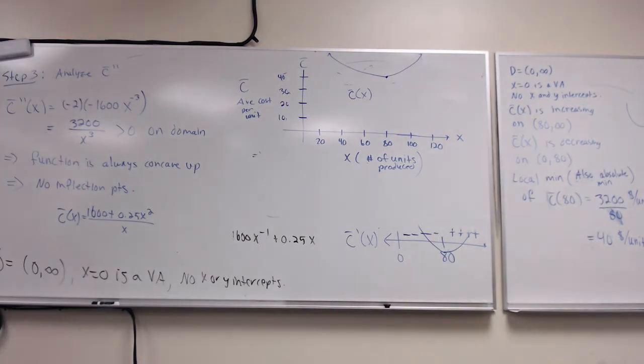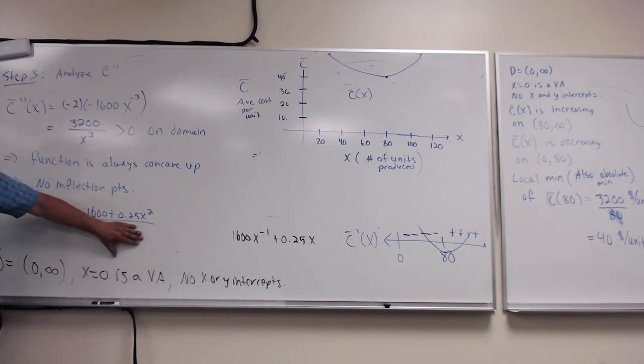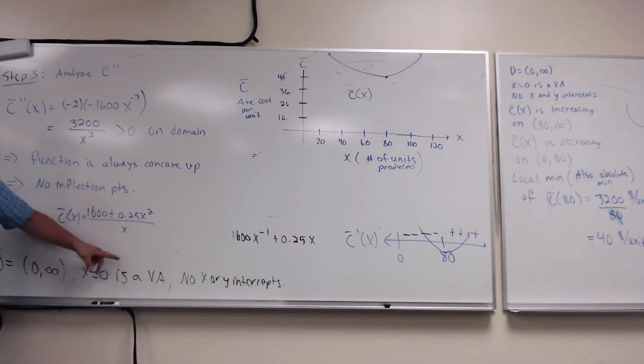My bad. When you're working with the average cost function, you need to be careful. You should almost throw the cost function away. Does that make sense, everybody? I accidentally plugged just 80 into the numerator and forgot to divide by 80. So I should have really got a minimum average cost of $40 per unit.